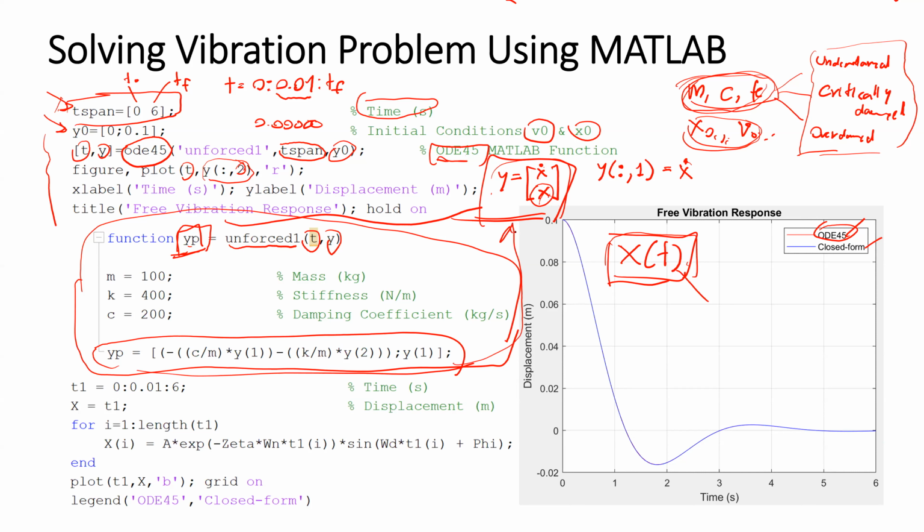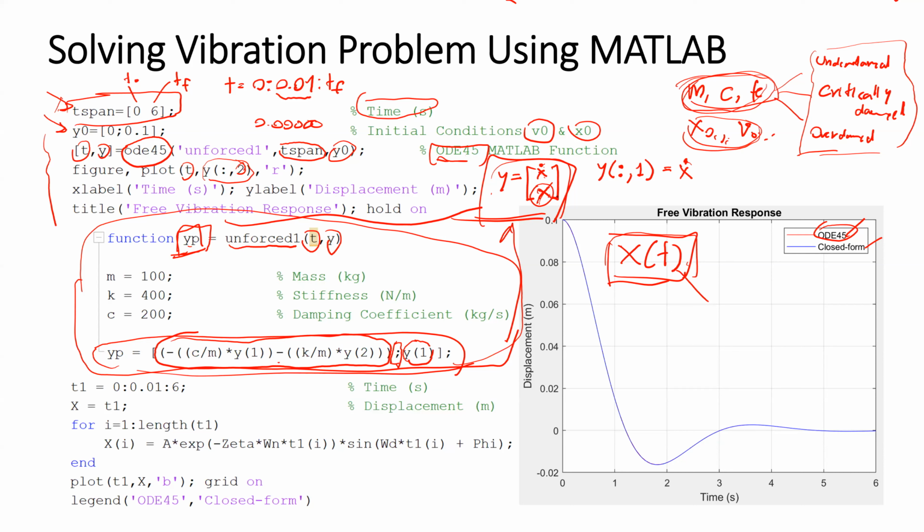The first component of the YP, the thing before the semicolon, is related to the x dot. And the second component is related to x. In the next slide, I will tell you why this one is related to this.